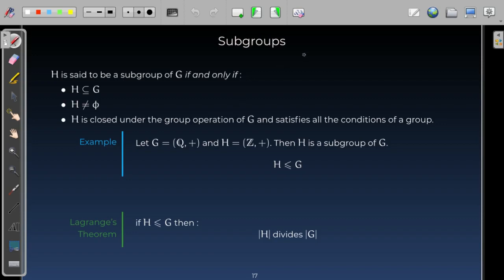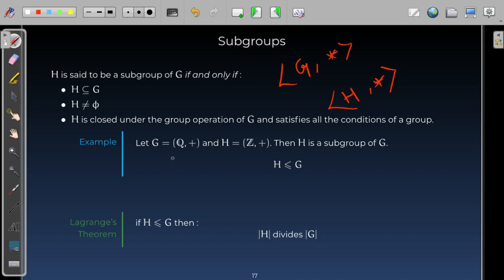So if you have a group G under the star operation, then another group H under the same operation is going to be a subgroup of G if and only if H is a subset of G and H is not empty. One example: if the group G is the rational numbers under addition, then the integers under addition will be a subgroup of the rational numbers under addition.